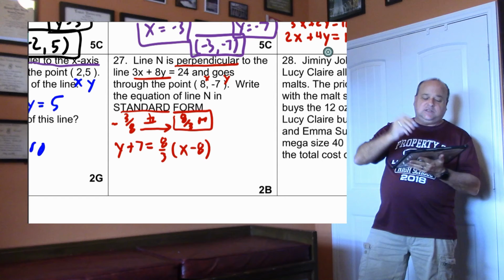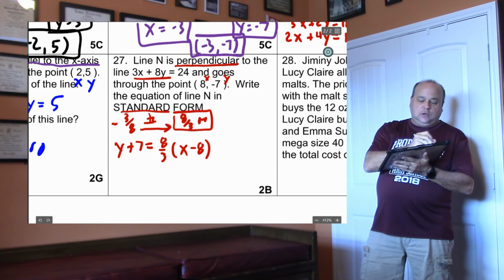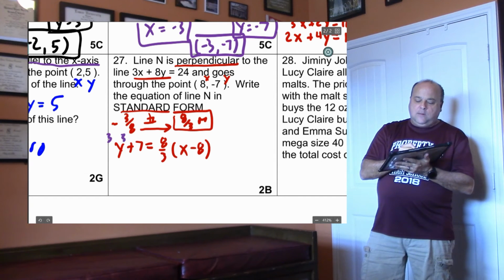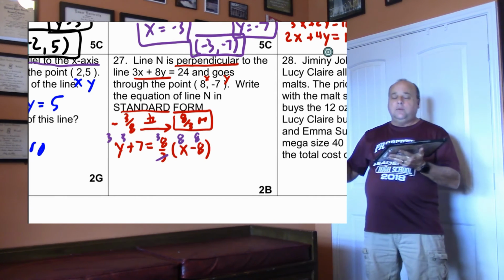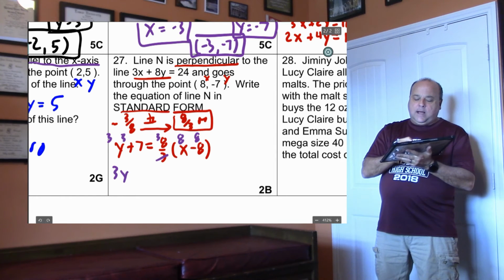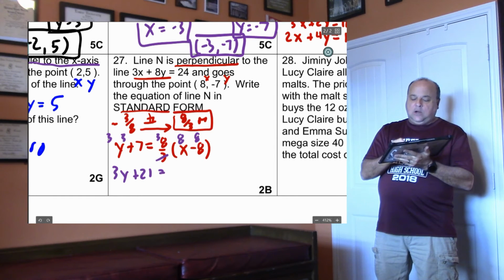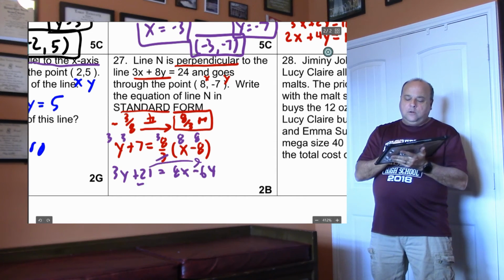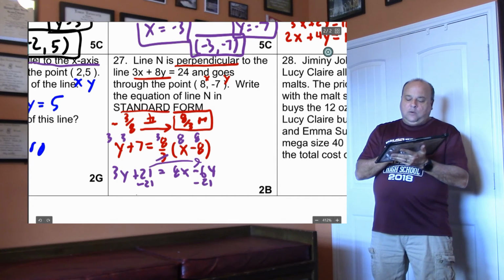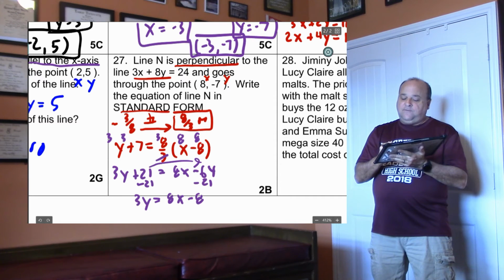I need to switch this to standard. So I'm going to distribute my 3 in my denominator. The denominator goes to the left, and the numerator goes to the right. Kind of an easy way to remember that. So we're going to have 3y plus 21 equals 8x minus 64. And we want standard form. So we're going to move the 21 over. And we'll have 3y equals 8x minus 85.